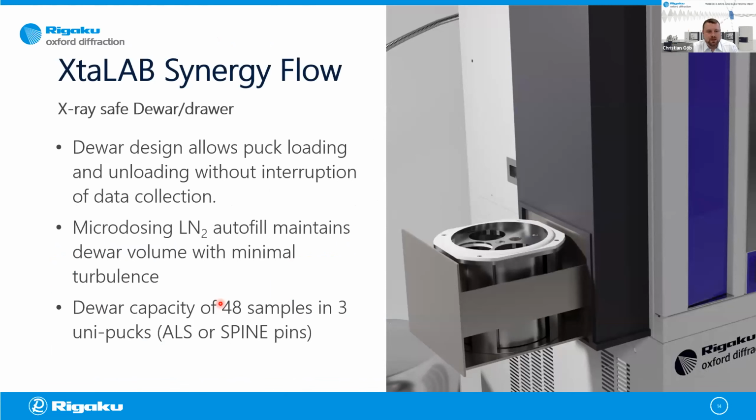So to the sample dewar, as I said, it allows you to load and unload up to 3 unipacks. That means 48 samples. These can be ALS or SPINE type pins. The dewar can be used with or without liquid nitrogen, and there is a microdosing liquid nitrogen dewar attached to it, so you don't have to think of refilling it. This will all be done automatically for you.